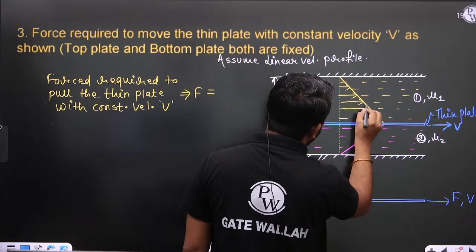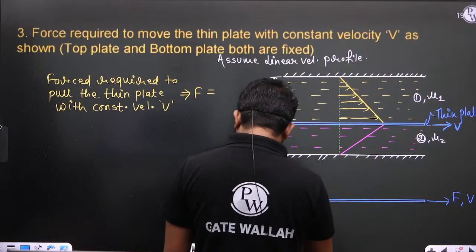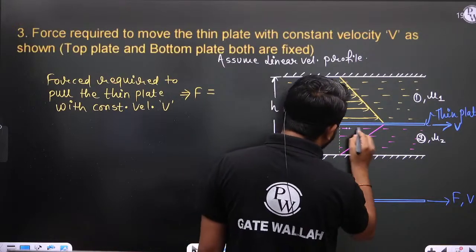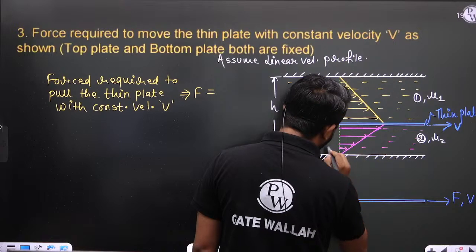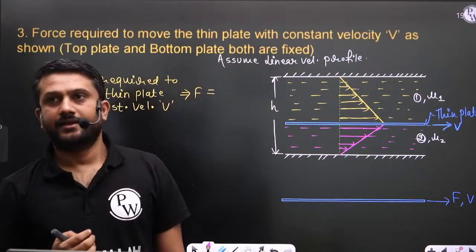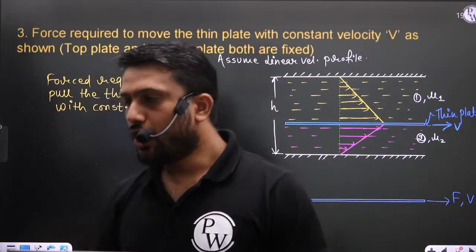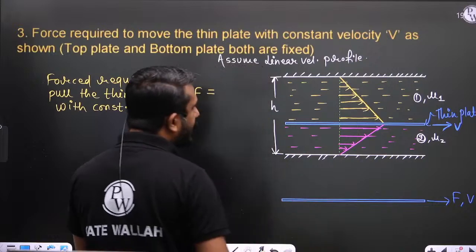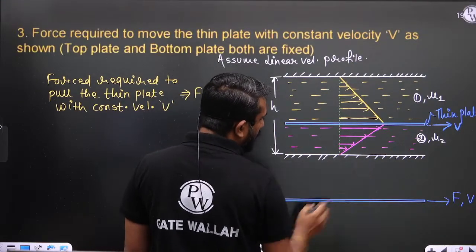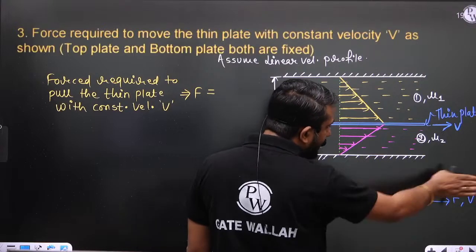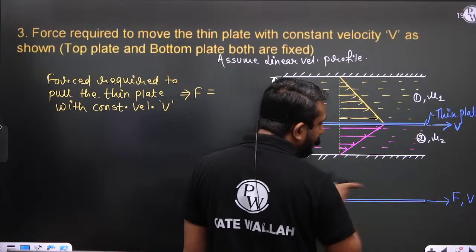Right? This is the velocity profile. Is it clear? Now, draw the free body diagram of this thin plate. Now, this plate is moving with a velocity v.